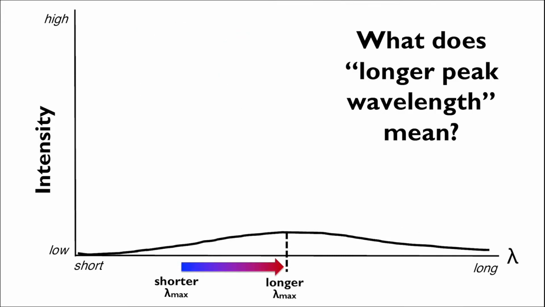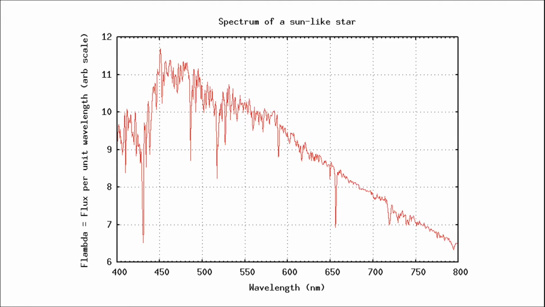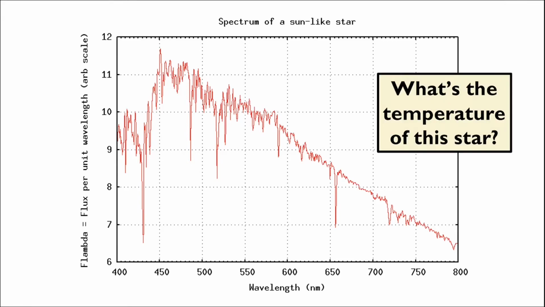However, nature is never actually this neat and tidy when it comes to stars and their spectra. We actually don't have such smooth curves to look at when we look at the spectra of various stars. Here we have the spectrum of a star that's very much like the sun. So what is the temperature of this star? We can figure this out by finding the lambda max and then calculating the temperature using Wien's law.